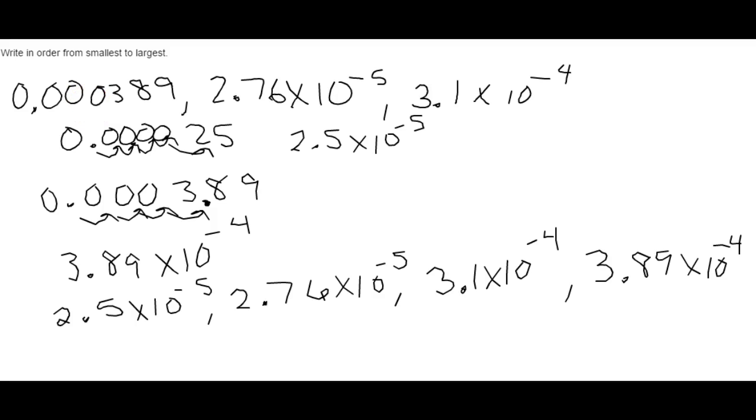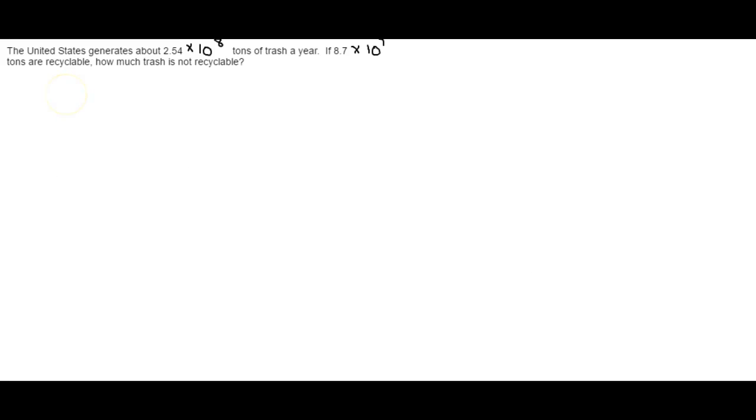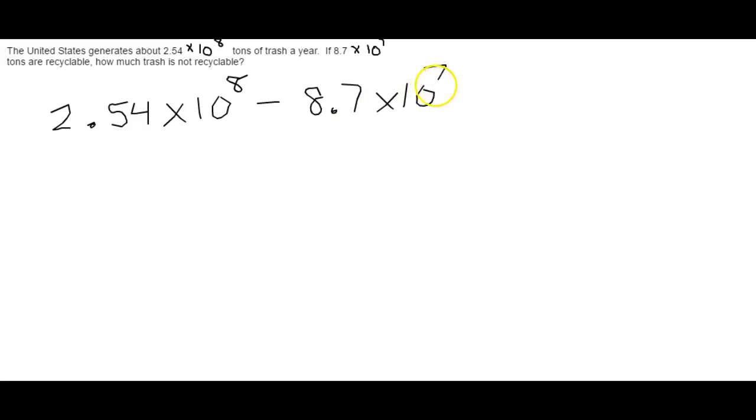So one last type of problem. The United States generates about 2.5 times 10 to the 8th tons of trash a year. If 8.7 times 10 to the 7th tons are recyclable, how much trash is not recyclable? So what we need to do is subtract these two numbers. We have a total amount, and we have a part that we don't want. We want to know how much is not recyclable, so we don't want this recyclable amount. So we want to do 2.5 times 10 to the 8th minus 8.7 times 10 to the 7th.